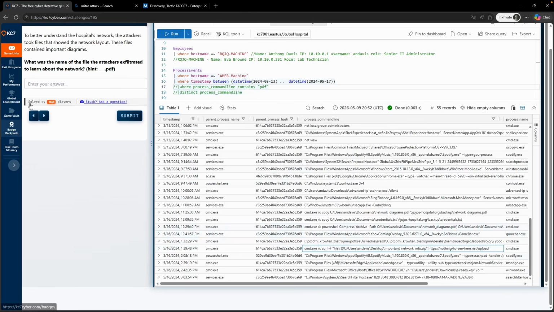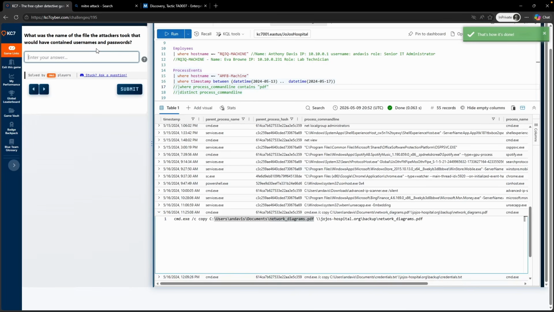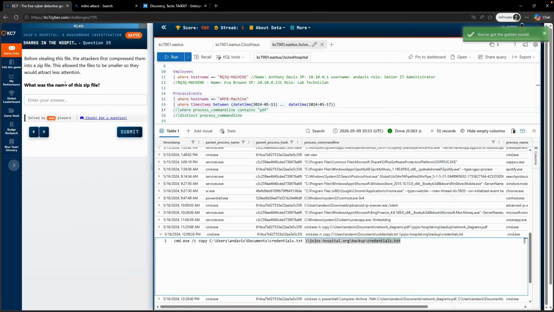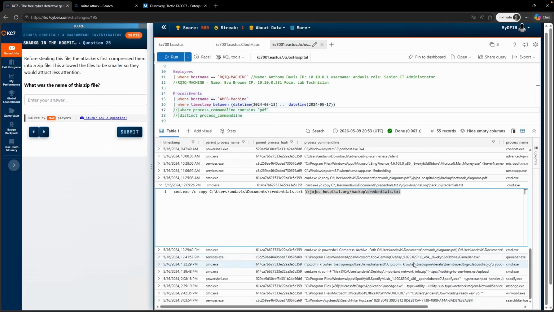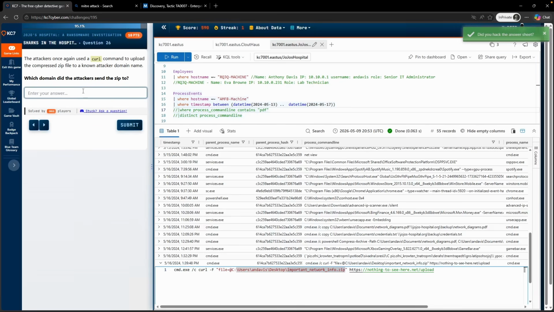And looking at the question, what was the name of the file the attackers exfiltrated to learn about the network? That is very likely going to be our network_diagrams.pdf. Copy that and paste it in. What was the name of the file the attackers took that would have contained usernames and passwords? That is our credentials. Yeah, right here. Question number 25. What was the name of this zip file? We actually did find that, which is called this, important network info.zip. Which domain did the attackers send the zip to? Well, kind of sneaky, nothingtoseehere.net.